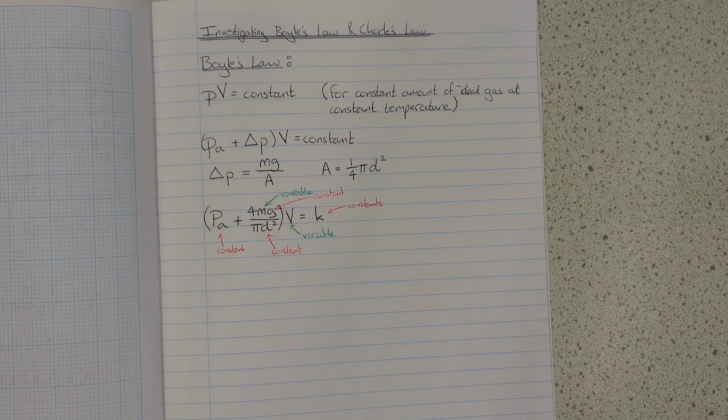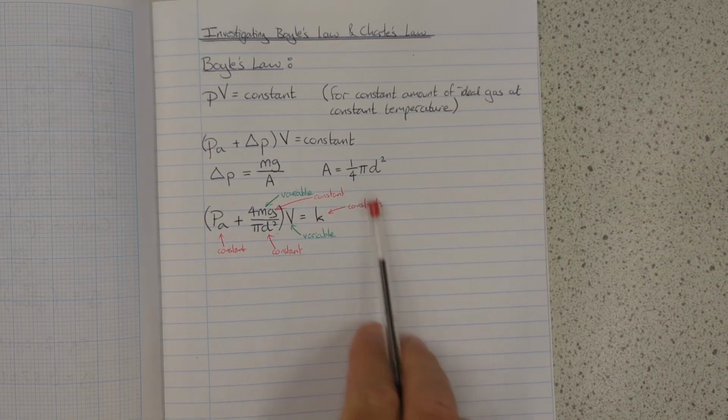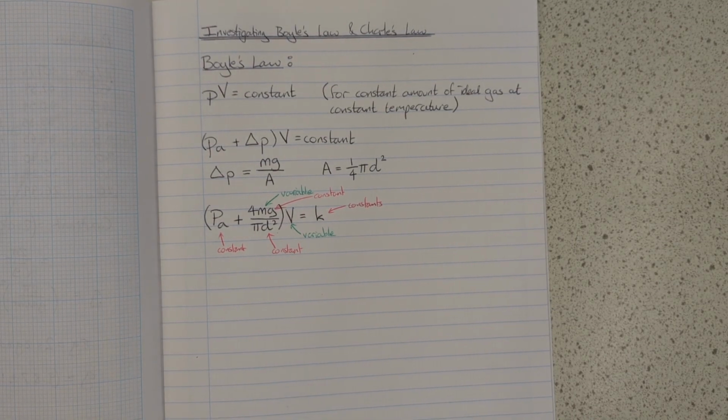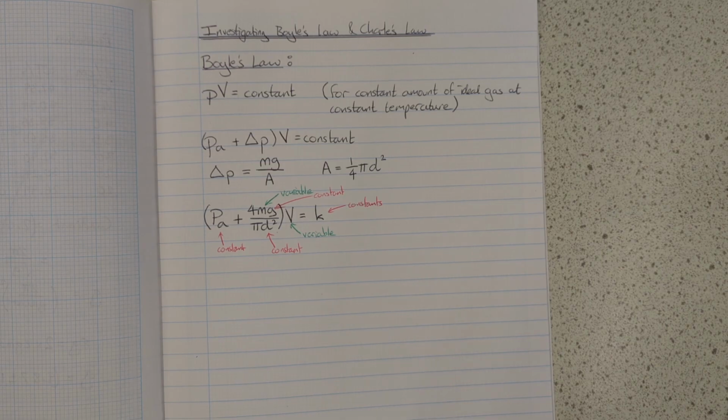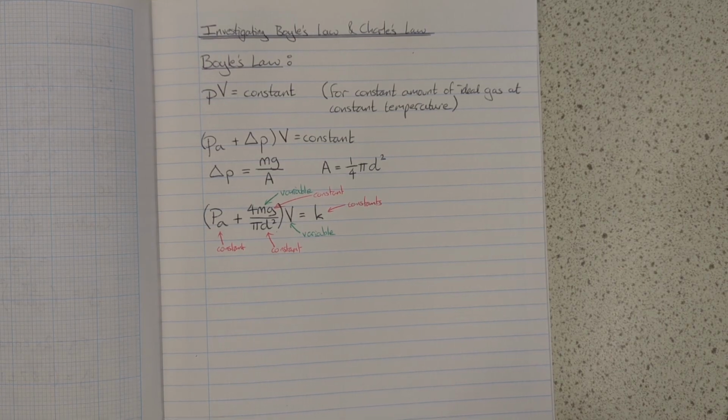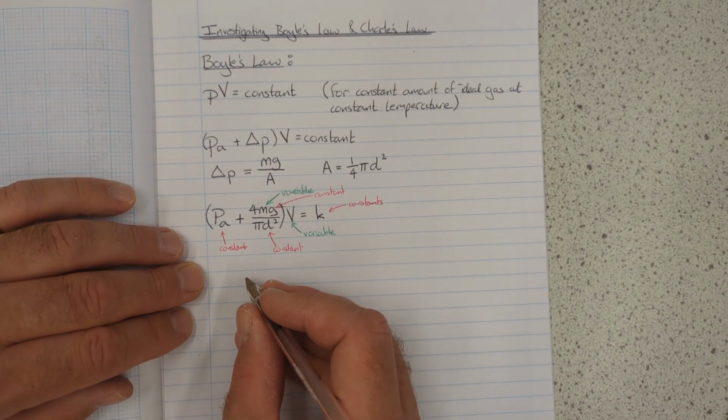So we need to manipulate this equation, which is currently in some peculiar form like this, into the form variable equals constant times variable plus constant. So start off by multiplying out this bracket.